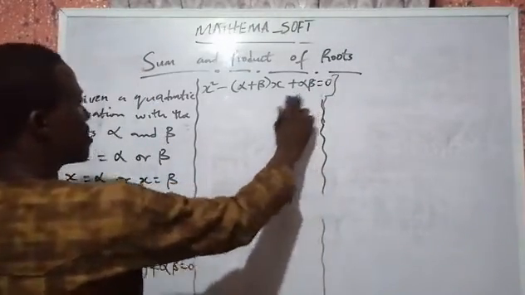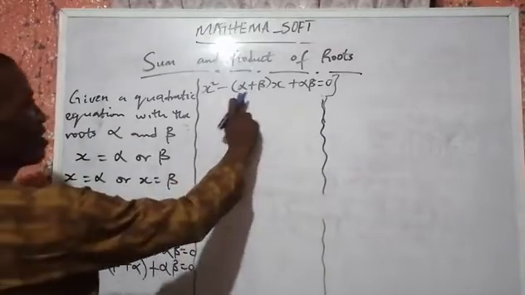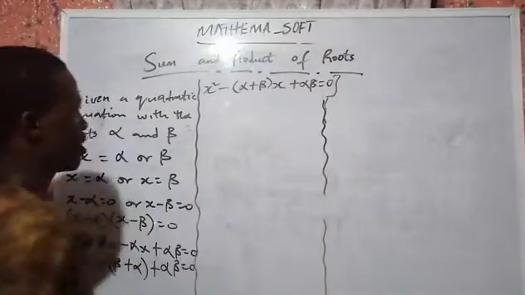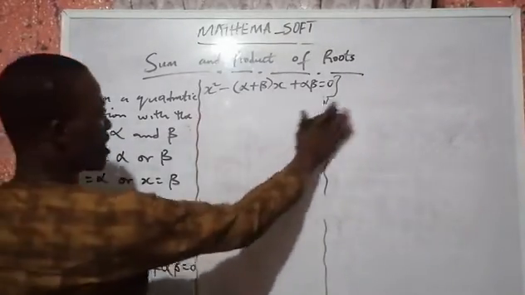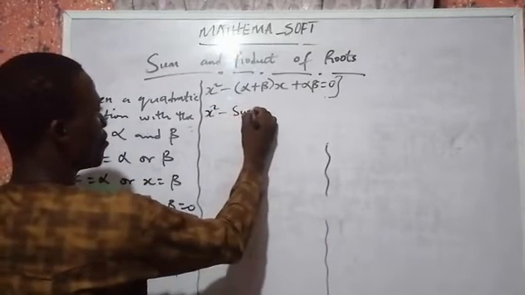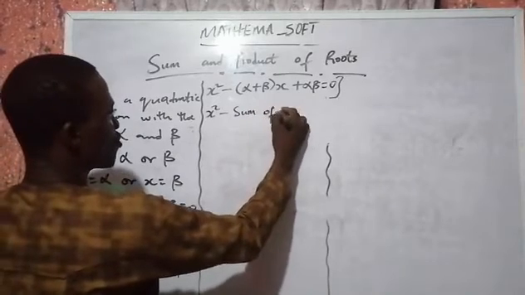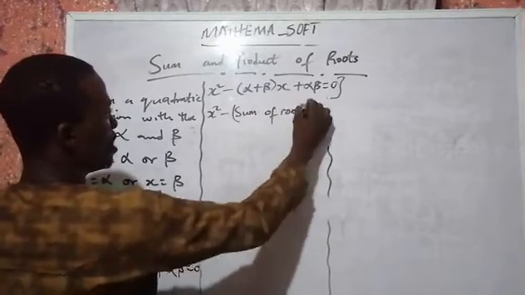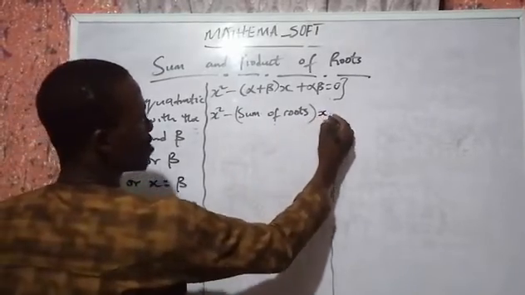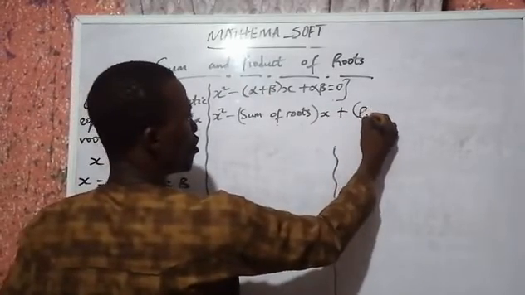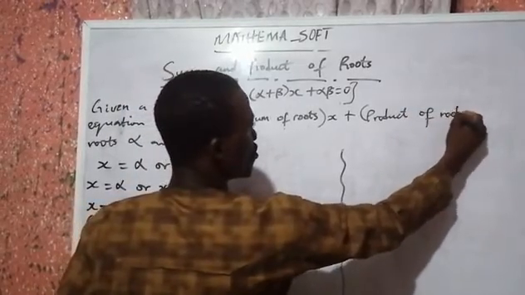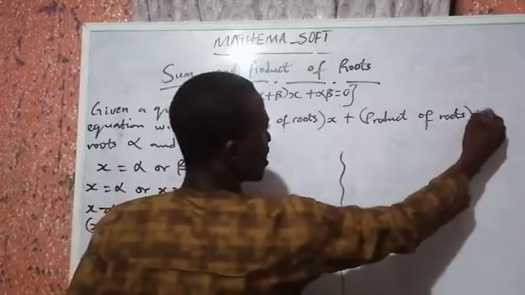If you look at this, since alpha and beta are the roots, here they are being summed up together, and here they are being multiplied together. So I can write this, in other words, as x squared minus the sum of roots, meaning that alpha and beta are the roots. So these are the sum of the roots, x plus the product of roots, because here they multiply each other, and that equals 0.